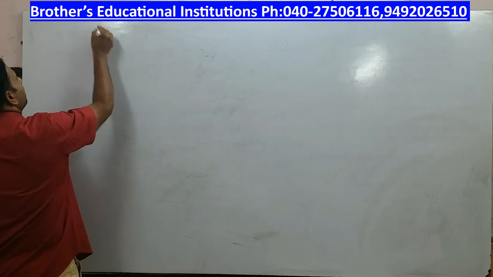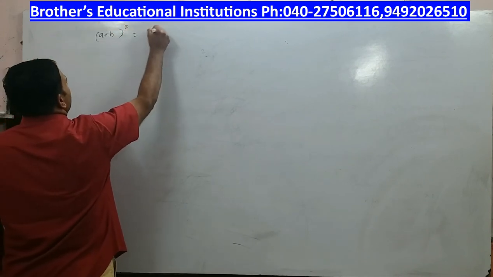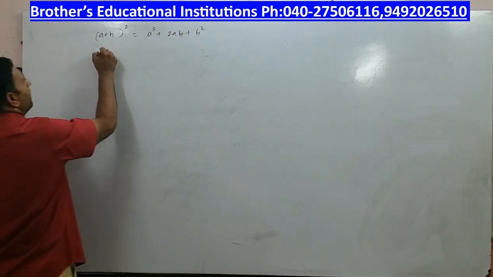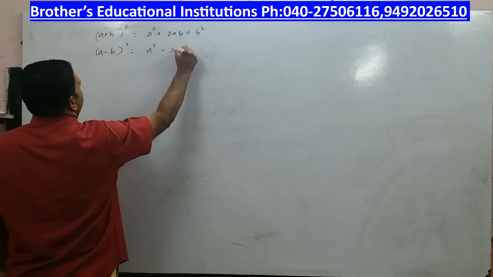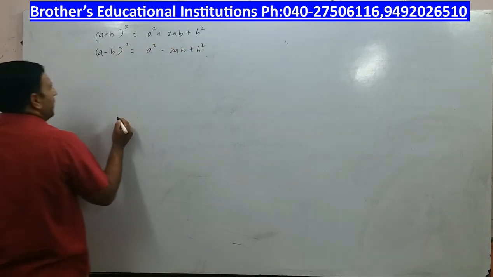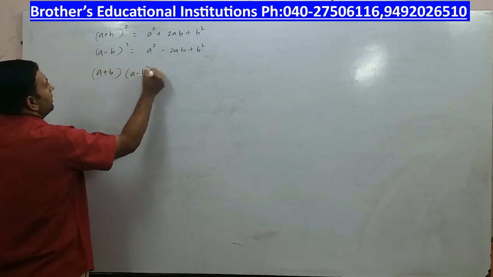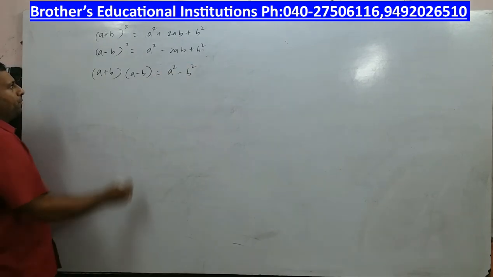And those formulae are, you all know those, right? (a plus b) whole square is equal to a square plus 2ab plus b square. (a minus b) whole square is equal to a square minus 2ab plus b square. (a plus b) into (a minus b) is equal to a square minus b square, right?